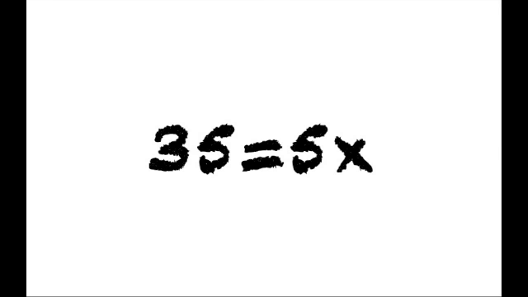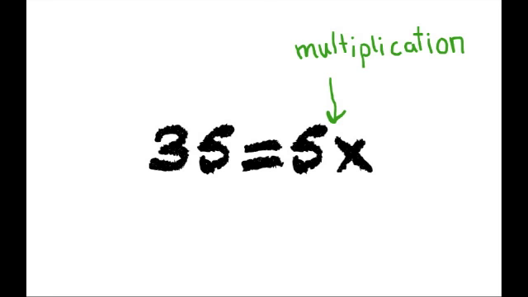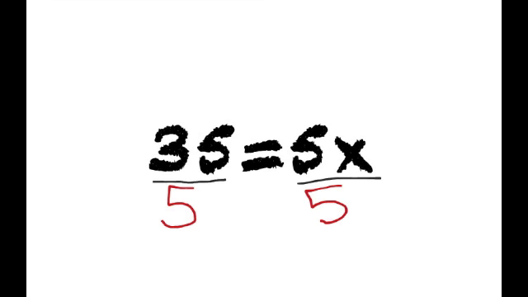Again, we want to remember that the goal is to get x all by itself, so we have to think about what operation is taking place between the 5 and the x. Well, whenever you just see 5 and x right next to each other, we can assume that it's multiplication. So we want to think about, what is the opposite of multiplication? Well, the opposite is divide. So let's go ahead and divide by 5 on both sides. Again, we want to remember both sides.